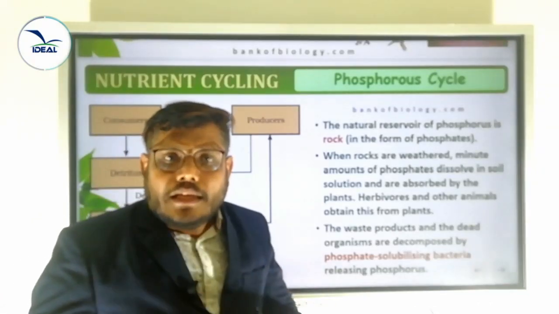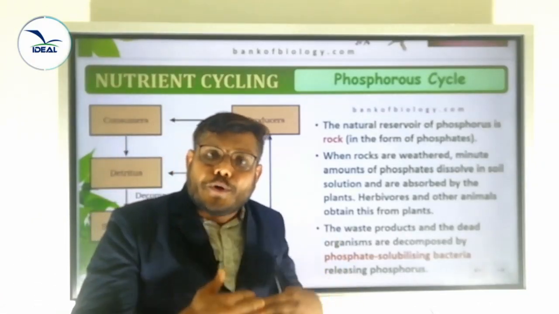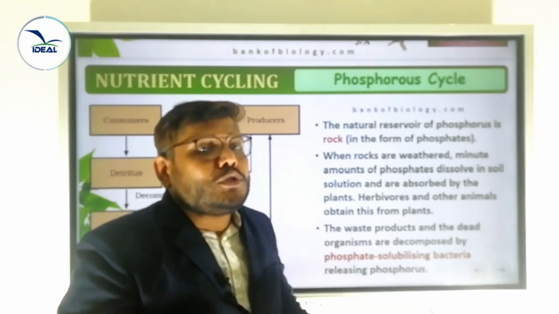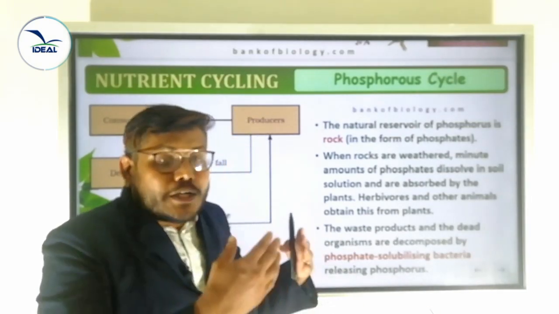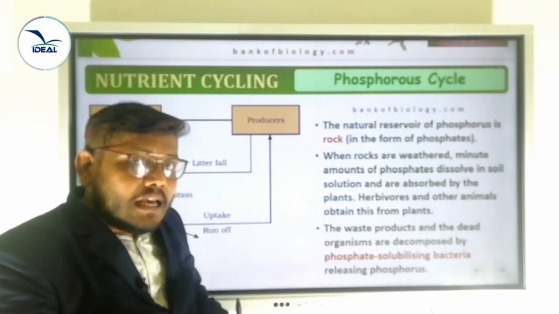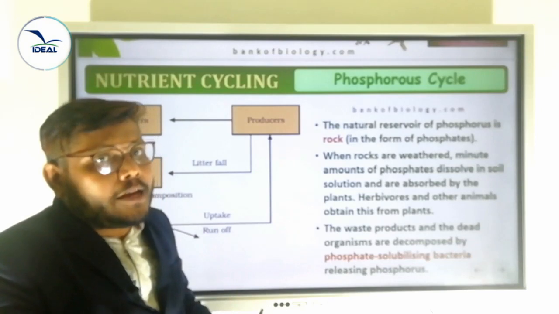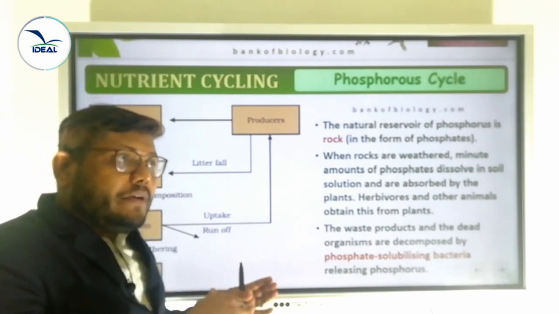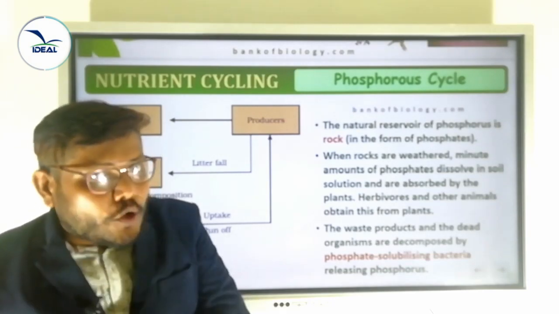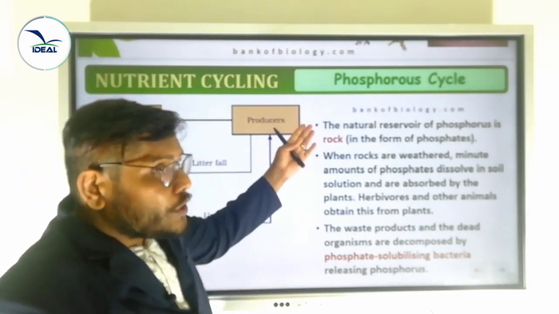During weathering, the rock breaks down to produce soil. Along with the soil, some amount of phosphate also goes to where? Soil. That phosphate is consumed by plants, which are consumed by herbivores and some other animals. Is it clear? So that is the way phosphorus, or phosphate, enters the biotic organisms. From where? From the abiotic to biotic.